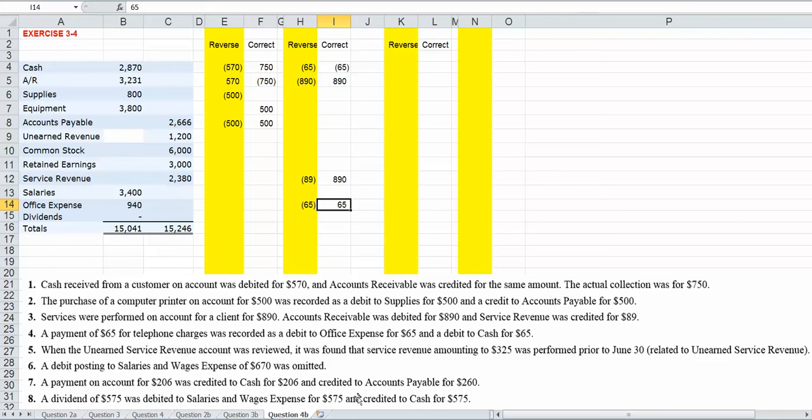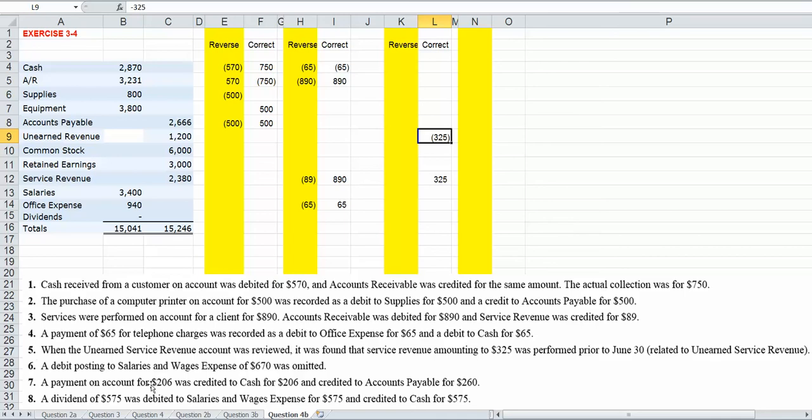Going on to item 5, unearned service revenue account was reviewed. It was found that service revenue amounting to $325 was performed prior to June 30th, which is our financial statement date. So we don't have an error, we just have unrecorded service revenue. So we need to increase service revenue by $325 and decrease our unearned service revenue by $325. There was no entry to correct.